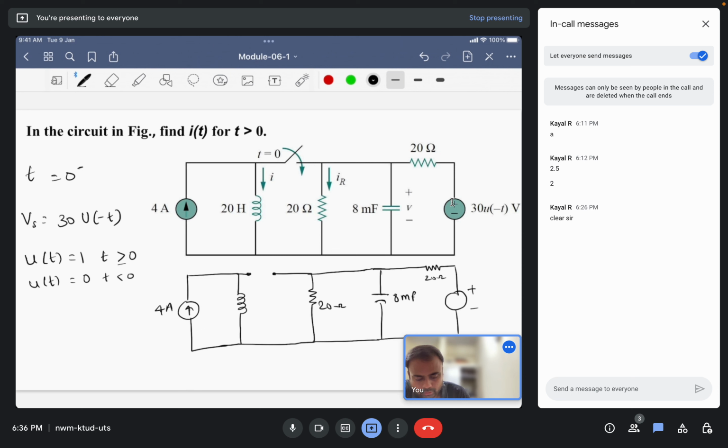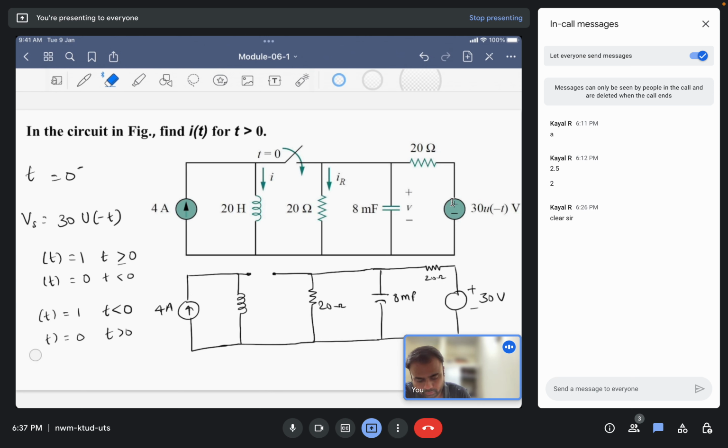So since the signal here is a negative sign minus t, for a negative value of time, U of t will become 1 when t is less than 0, since this is a negative sign multiplied here. And for the time t greater than 0, this will be 0. So this will be the case in our case. Since the time is negative here, that is before the switch getting closed, this will be plus 1. So 1 into 30, that is 30 volts.